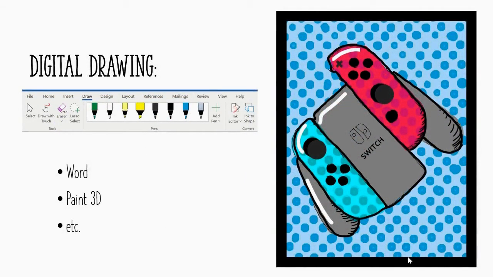You could also choose to create a digital drawing. You could, believe it or not, use something as simple as Word. You can also use Paint 3D or other digital drawing programs that you might be comfortable with. If you go this route of creating a digital drawing, you have a lot of options available there as well.